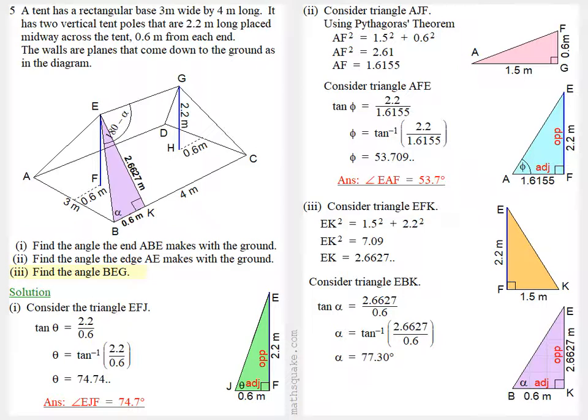Now the side EG is parallel to the side BC, so that means the angle BEG is 180 minus alpha. So BEG is 180 minus 77.3 degrees, and that gives us the angle BEG is 102.7 degrees.